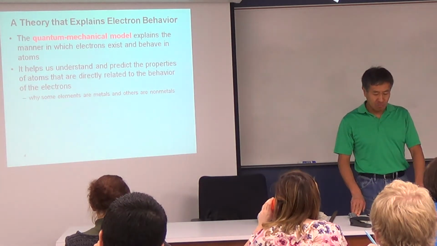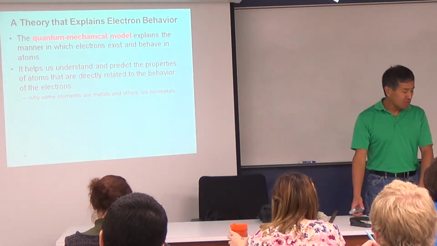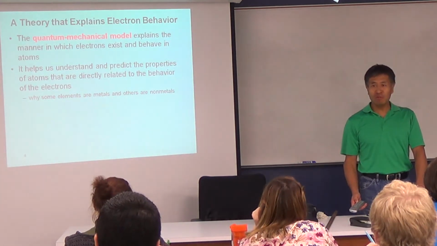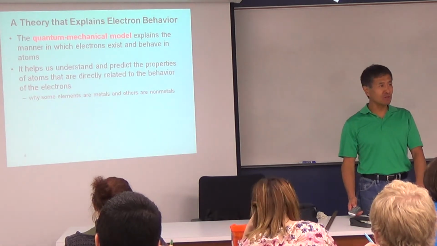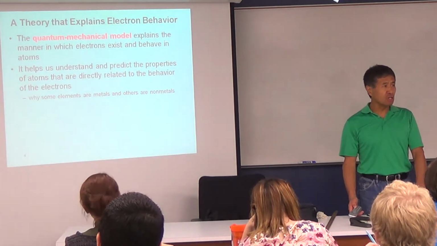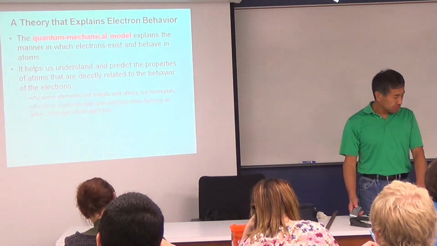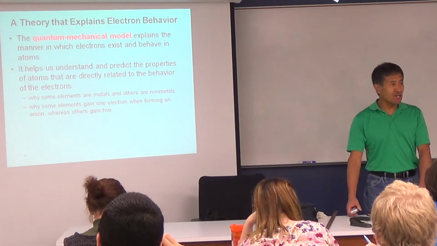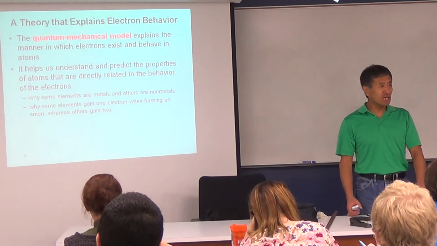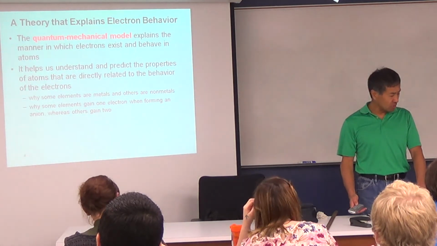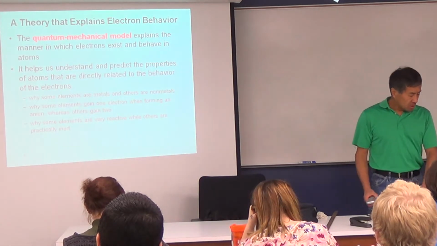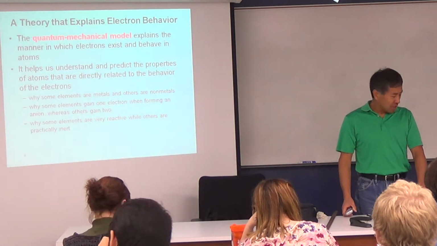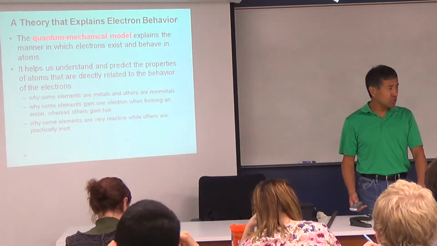So as I said at the beginning, why are some elements metals and others non-metals? Knowing that is very important. You know, metals lose electrons easily relative to the non-metals. They will become cations. And then why will some of those elements gain one electron and some other atoms gain two electrons before they become stable? And why are some elements very reactive, others practically inert?